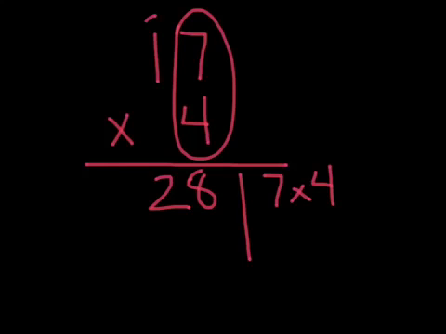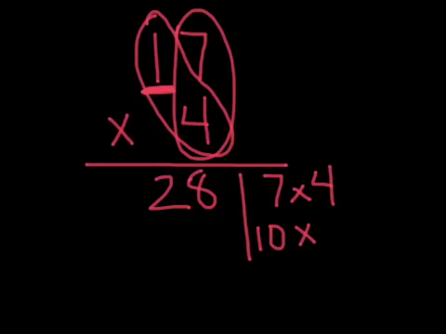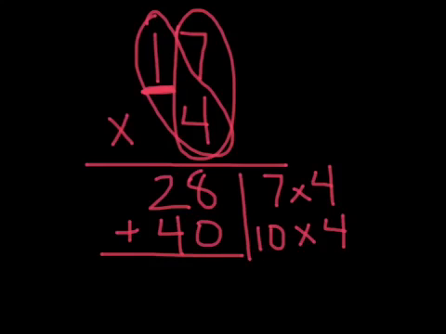Then I would circle the other part of my traditional algorithm, 10 times 4. This is where third graders make a lot of mistakes: they treat that 1 as a 1 and not a 10. The 1 is in the tens place, so it's actually 10 times 4. And if we do 10 times 4, that would give us a total of 40. We add together, and we will get a total amount of 68.